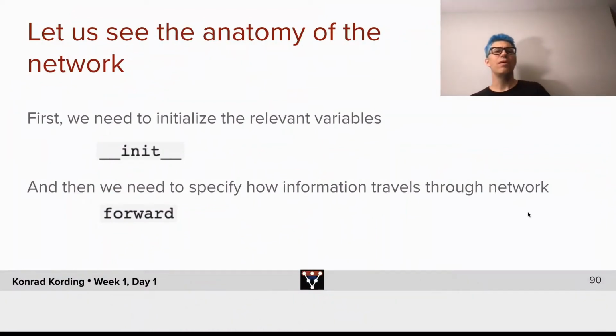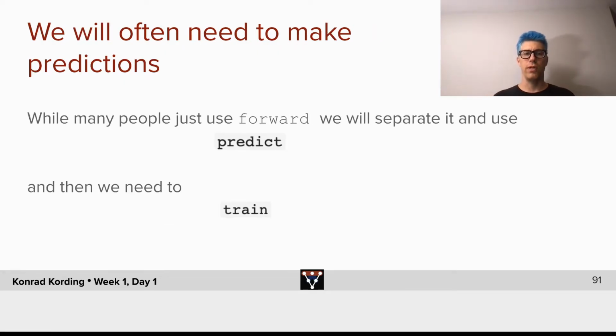Now, let us see what goes into the anatomy of a neural network. First, we need to initialize the relevant variables. The function that does that is called init. And then we need to specify how information travels through the network. The function for this is generally called forward.